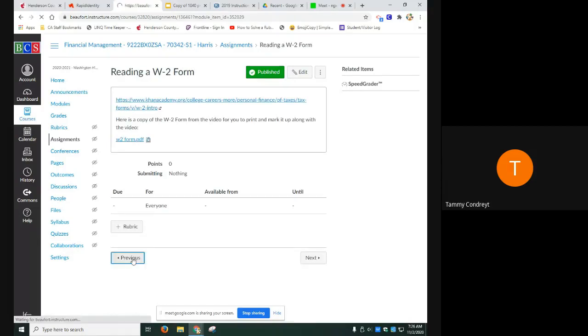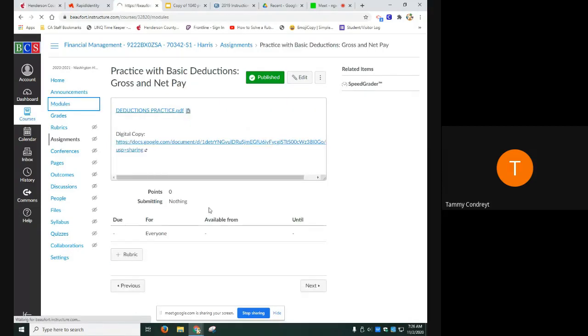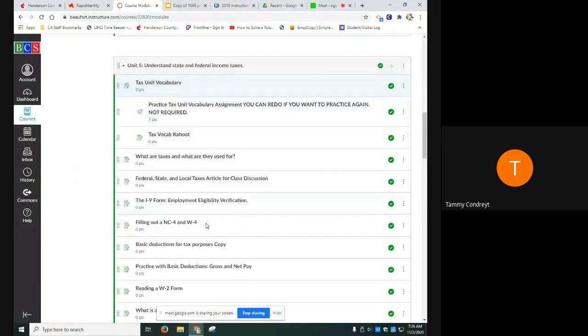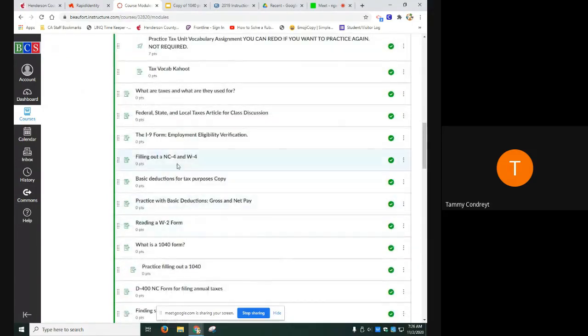We have looked at a lot of forms. I'll go here to modules in our financial management class. When it comes to taxes, you looked at an I-9 form that told the employer you're working for that you are eligible in the United States of America to work. You filled out the NC4 and W4, which gave them an estimate of how much tax should be taken out of your paycheck for you to have paid your taxes for the year to the federal and state government.